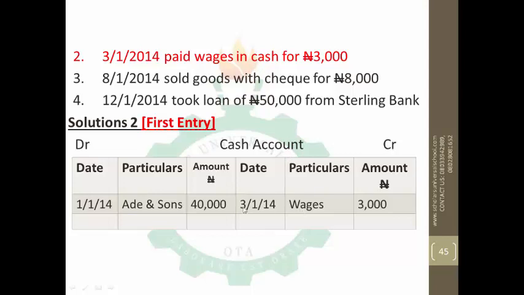So 3rd of January 2014, wages of 3,000. So that is that about the first entry, which is the cash account. And for wages account, what are you supposed to do? You are supposed to debit wages account, because wages is collecting from cash. And when wages is collecting from cash, what are we doing to wages? We will debit wages.